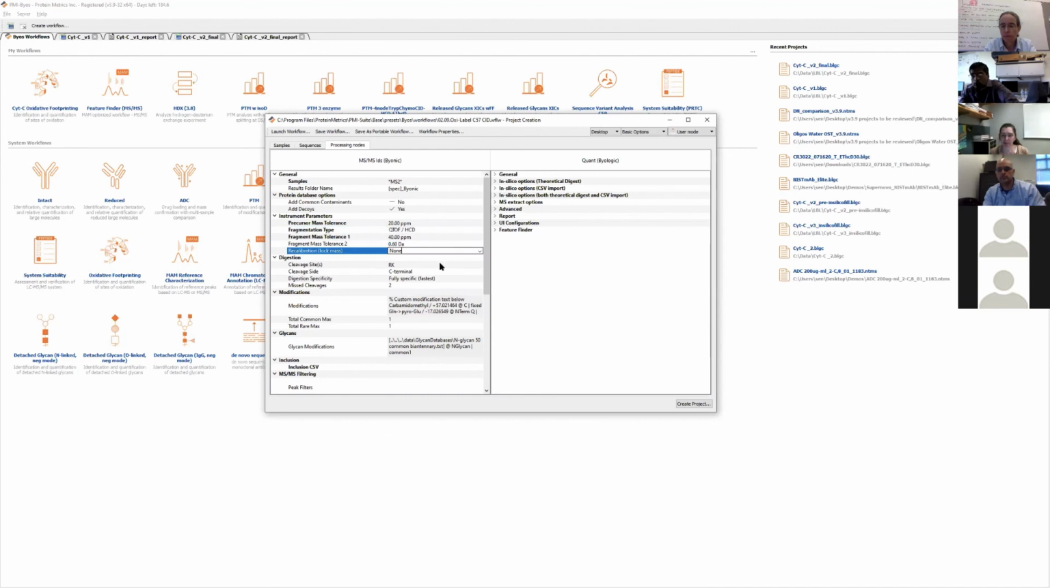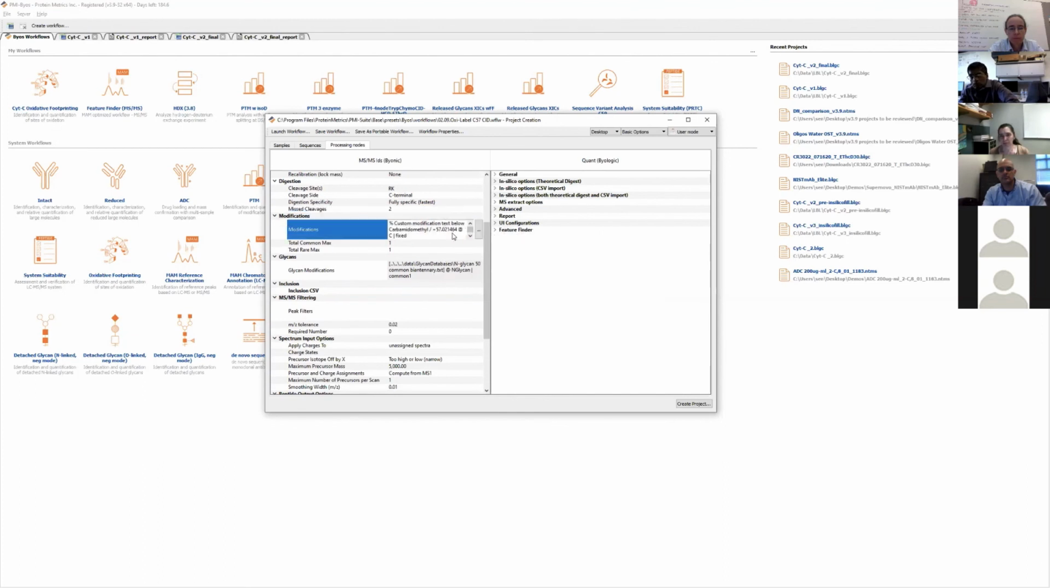We're not recalibrating. If you have lock mass, you can enter it here. This is a tryptic digest, so digestion settings are pretty standard for trypsin. We're looking at fully specific. If you'd like to identify as much as possible, of course, you may want to change this to semi-specific, but for our purposes, typically not necessary.